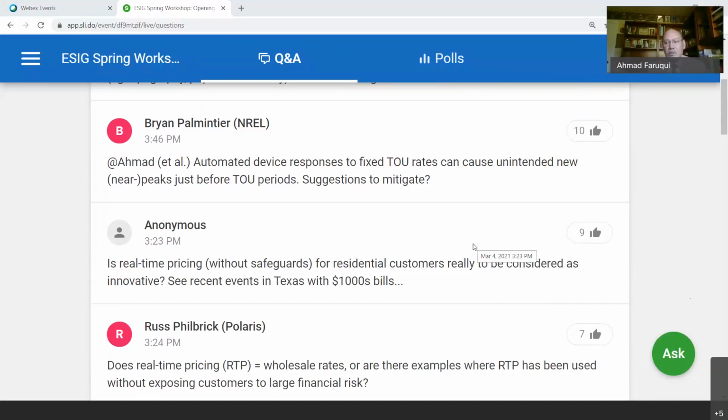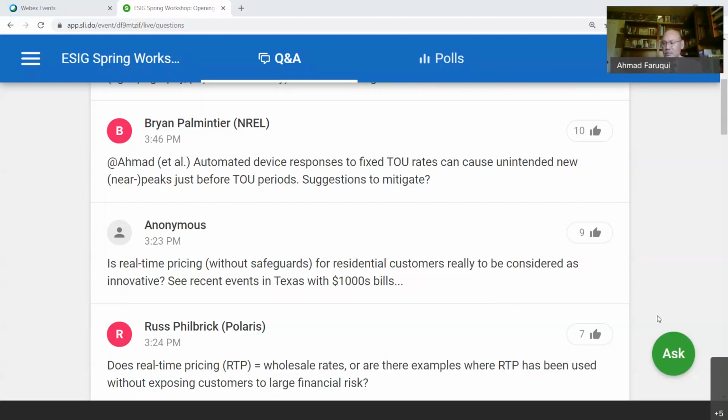The other way to deal with it, much more complicated though, is to stagger the definition of the pricing periods by individual customers. That used to be done for direct load control, for example, of air conditioners, as some of you might remember.